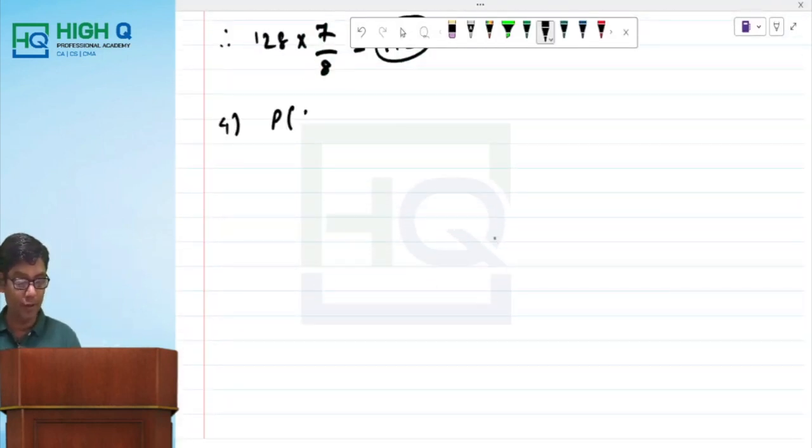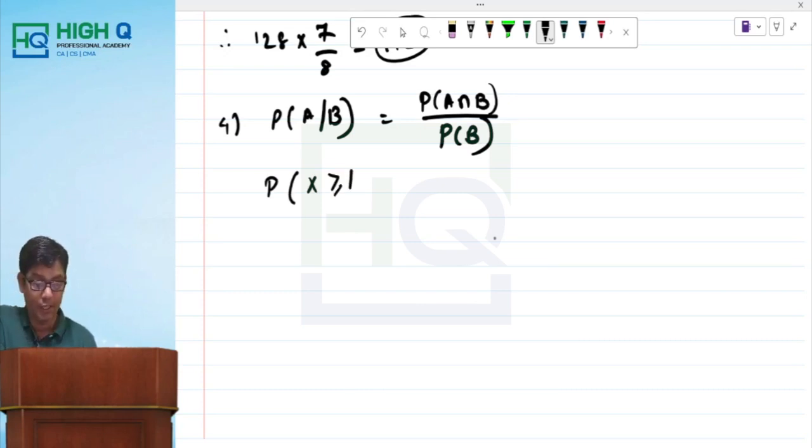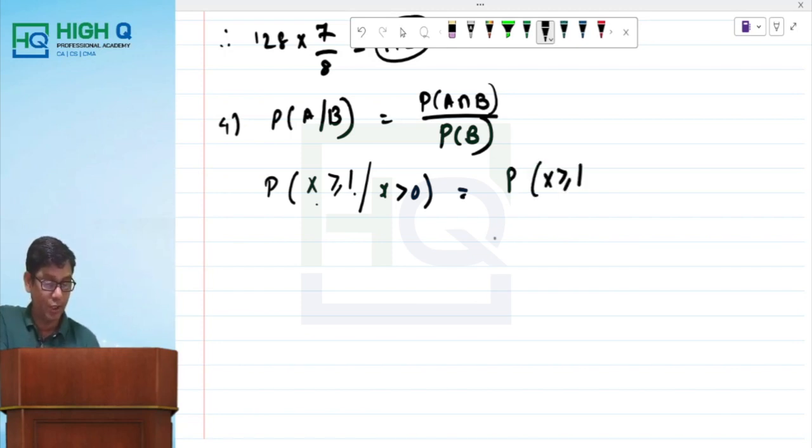Of course, you are aware. What is P of A given B? Am I right, my dear? What is P of X greater than or equal to 1 given X more than 0? Here A is x greater than or equal to 1, B is x more than 0. So what will come? P of X more than or equal to 1 intersection X more than 0, divided by the probability of x more than 0. Do you all agree, my dear?